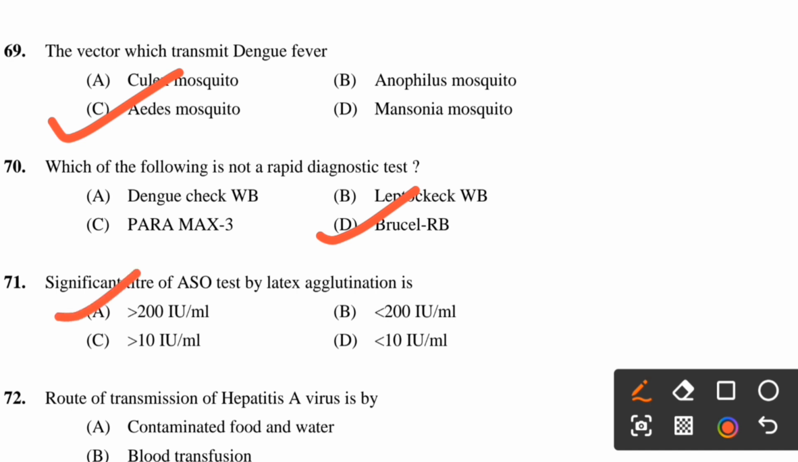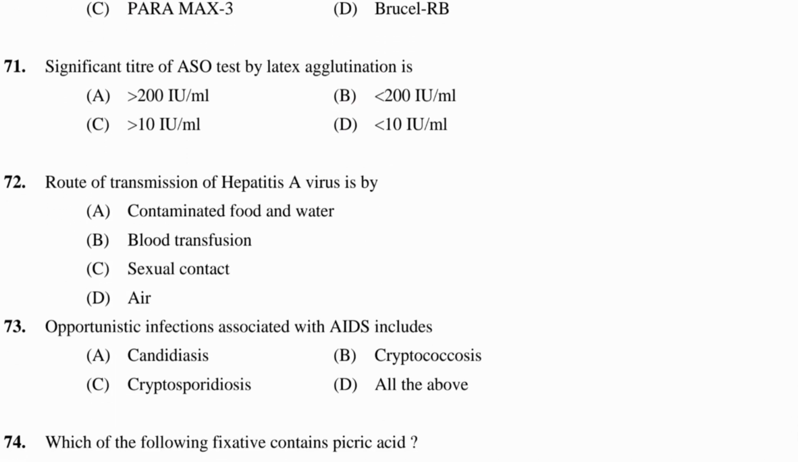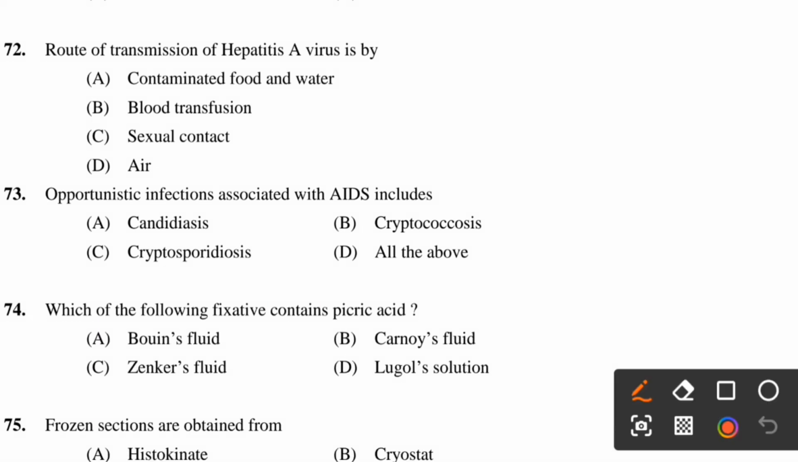Next one, route of transmission of hepatitis A virus is by contaminated food and water, blood transfusion, sexual contact, air. The right answer is option A, contaminated food and water. Next question, opportunistic infection associated with AIDS includes candidiasis, cryptococcosis, cryptosporidiosis. Right answer, option D, all the above.